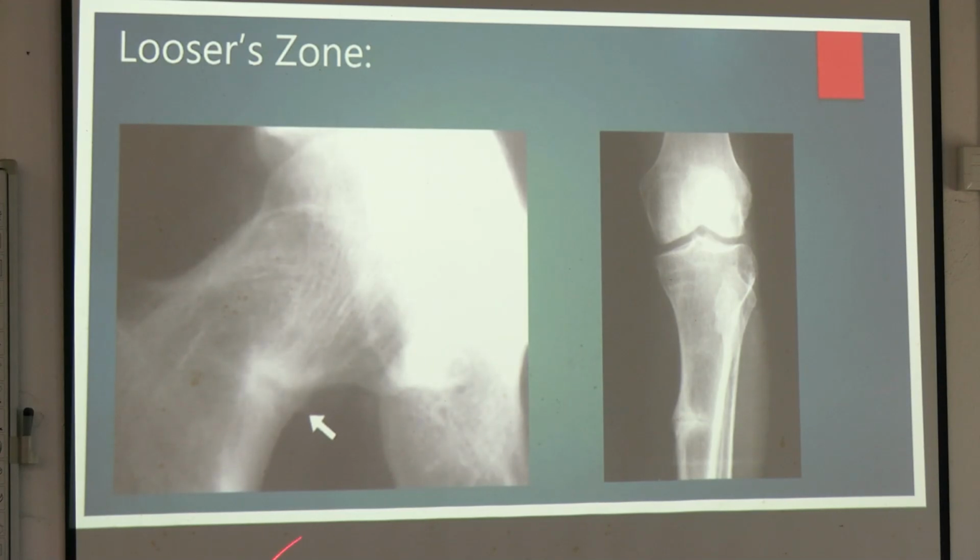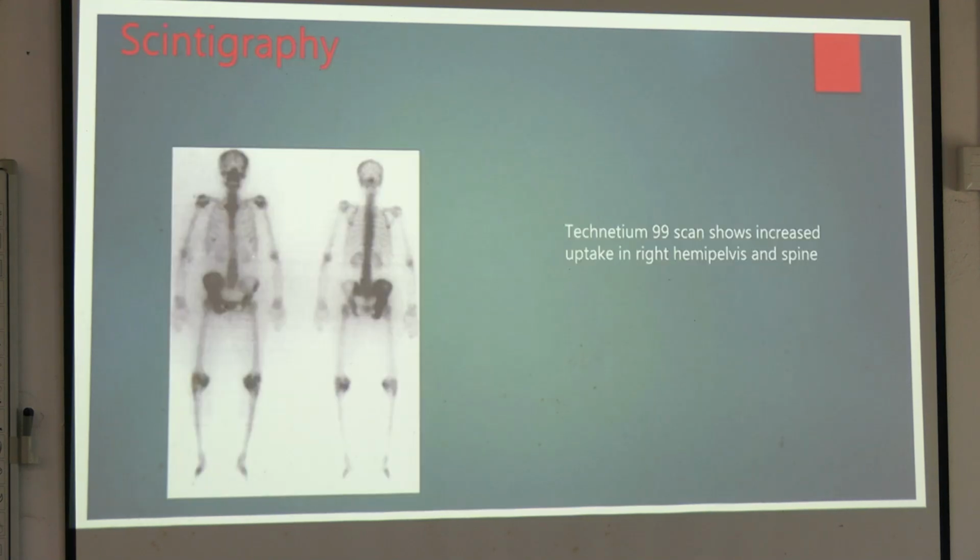Then comes Looser's zone. Now what happens? As you can see here, these are not fractures, but these are pseudo fractures. Because of the thickened cortex, these areas look like fractures, because of which these are known as Looser's zones, again a finding of Paget's disease. Then you can do a scintigraphy with technetium 99 scan, which will show increased uptake in the right hemipelvis and spine. Wherever there is Paget's disease, there will be increased uptake of technetium 99.